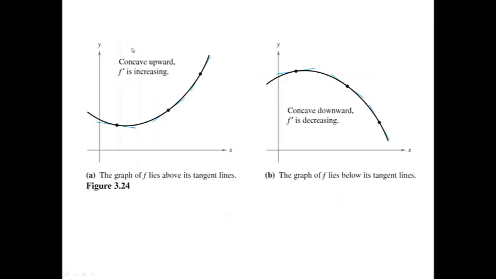Alright, kind of simple. Here's a more technical way of defining concavity. A graph is concave up if the graph lies above its tangent lines, and is concave down if the graph lies below its tangent lines.